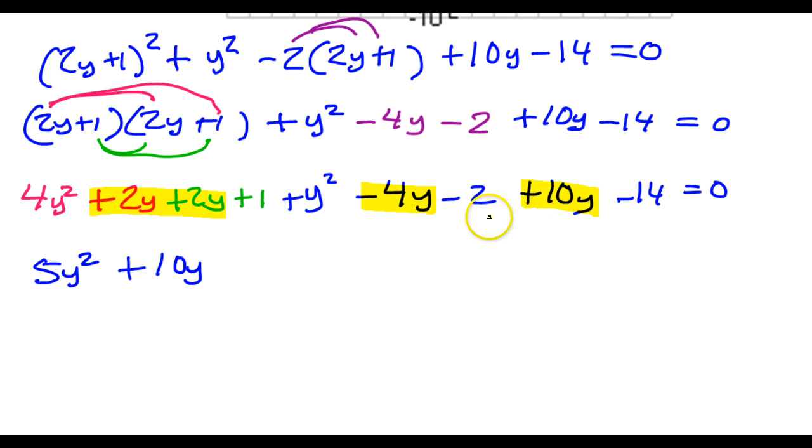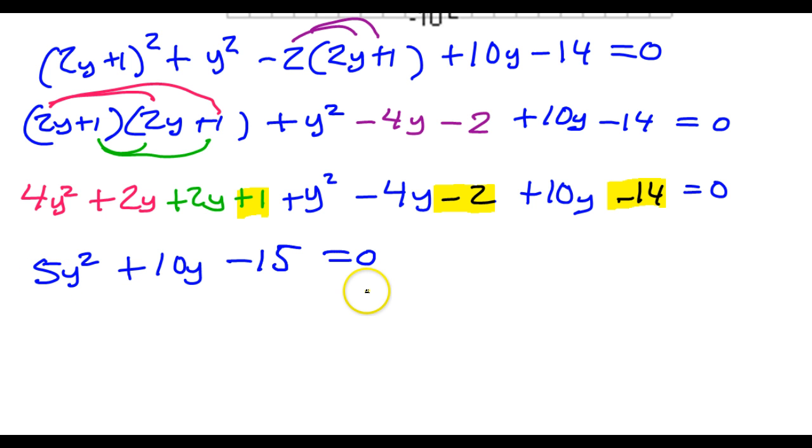Okay, and now I've got the constants. The constants are just the 1, the negative 2, almost skipped it, and the negative 14. So 1 and negative 2 make negative 1, and negative 14 makes negative 15. So I just have minus 15 equals 0.